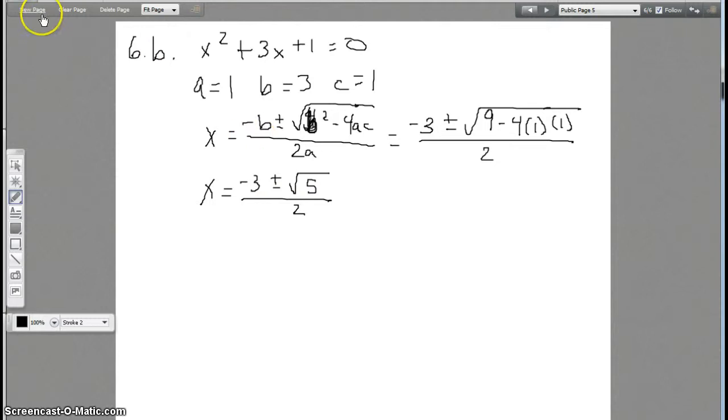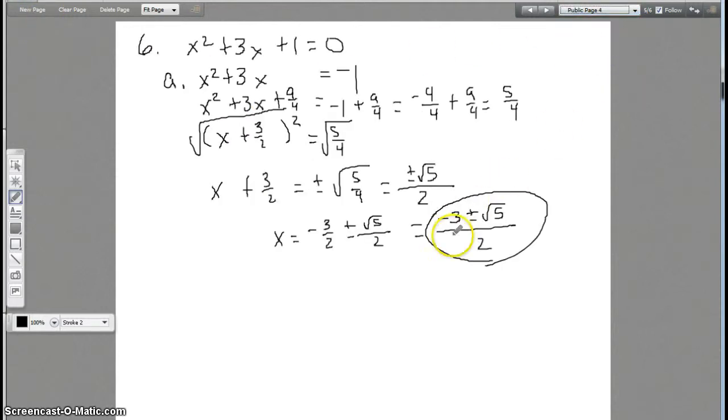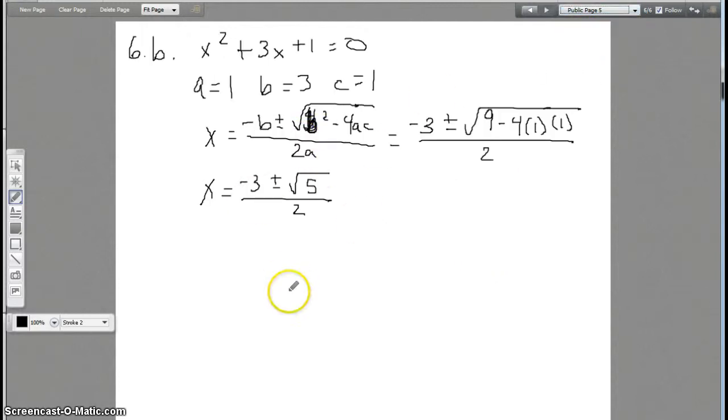And you can see that this is the same answer that we got on the previous page: negative 3 plus or minus the square root of 5 over 2. But we got it much quicker. This was a much easier method for this problem.